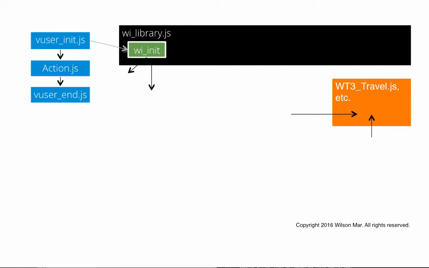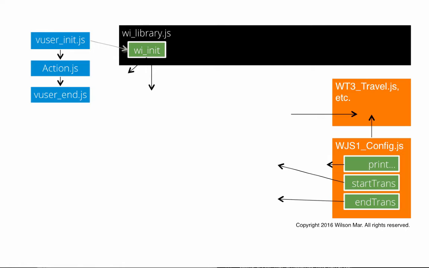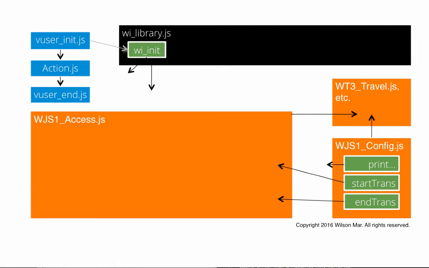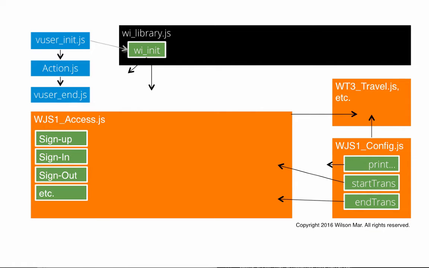To make editing easier, functions are grouped into separate files. The configuration file holds functions to manage printing and to start and end transaction tracking. The access file contains functions such as sign up, sign in, and sign out, etc. Over the course of load testing an app being built, we often need to run just one of these functions at a time, as well as all in combination.